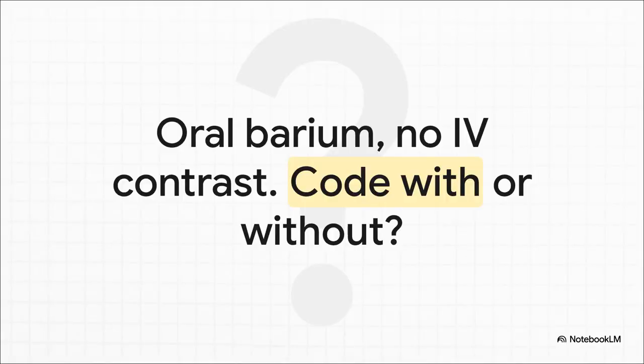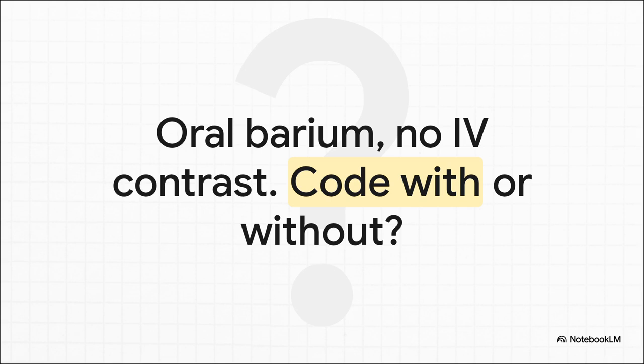All right, here's our first scenario, and it's a classic CPC exam trick where reading the vignette too fast will absolutely cost you points. Imagine a patient getting a CT of the abdomen and pelvis. The medical note clearly states they drank oral barium contrast out in the waiting room prior to the scan, but absolutely zero IV contrast was administered. So how do you code the contrast? Is it with or without?